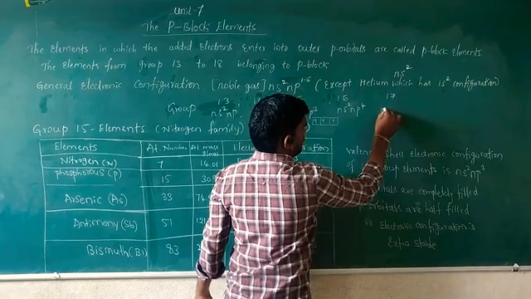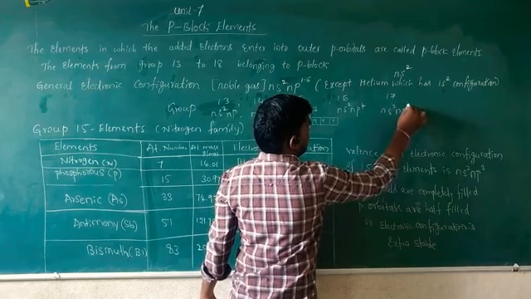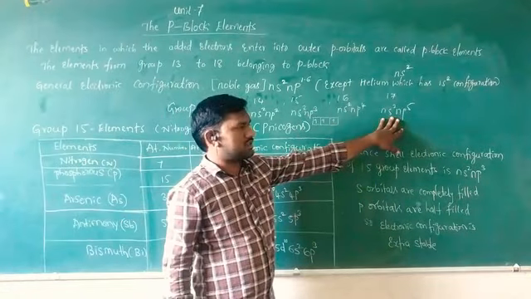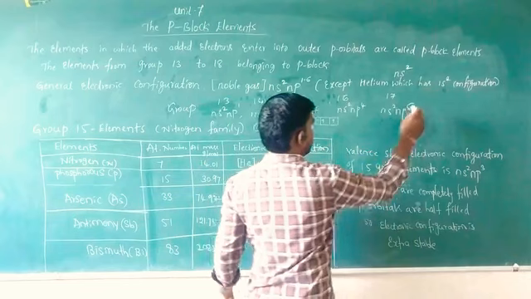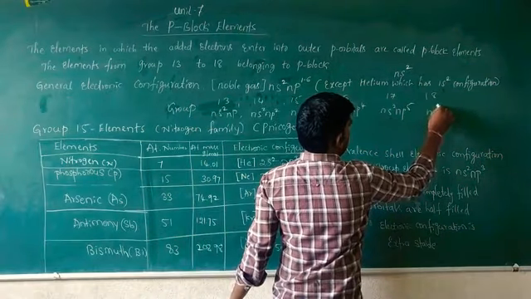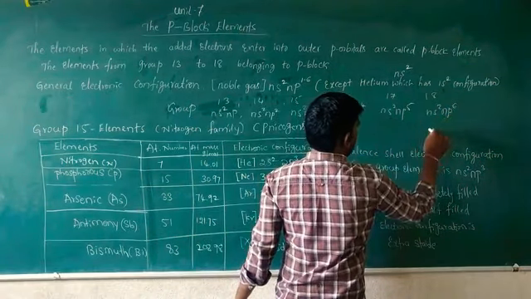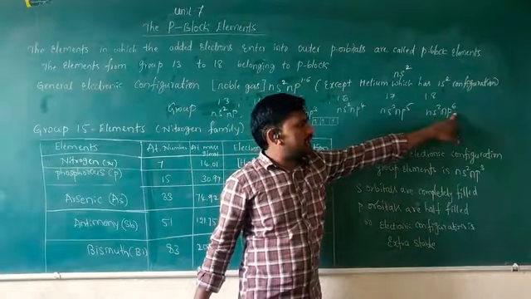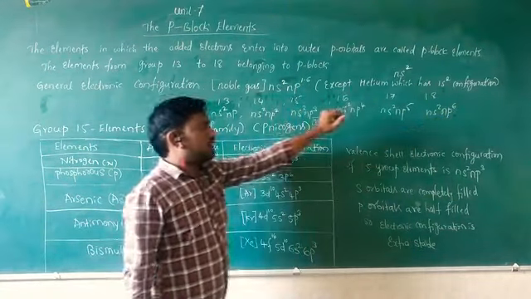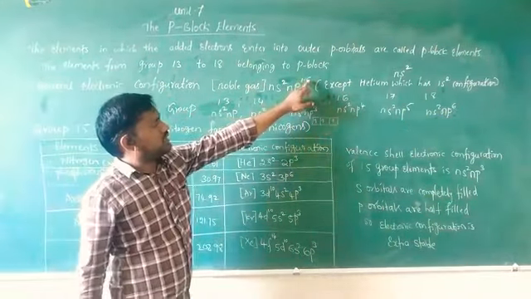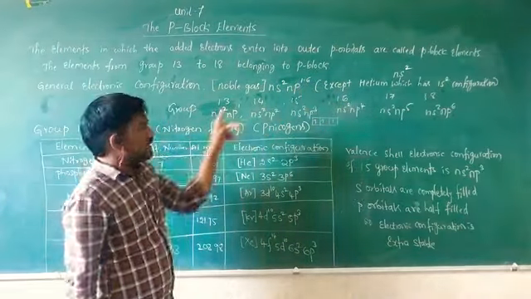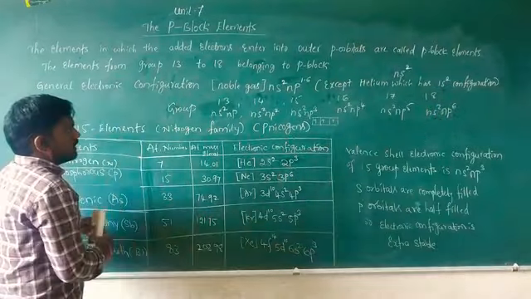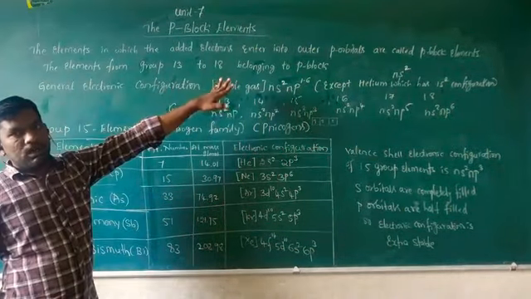For group 17, ns2 np5, and for group 18, ns2 np6, with completely filled s orbitals and completely filled p orbitals. So np1 to np6 indicates 6 groups, group 13 to group 18, which are called p block elements.